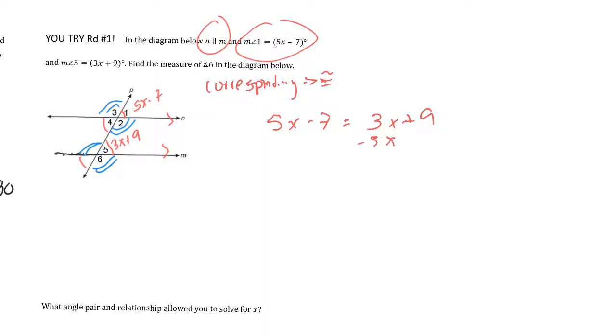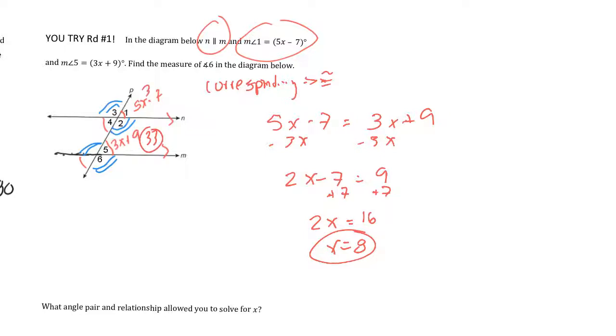I'm going to subtract 3x from both sides. So 2x minus 7 equals 9. Add 7 to both sides. 2x equals 16. Okay, x equals 8 then. Divide by 2. And now I can substitute and find all my missing angles. 3 times x, which is 3 times 8, is 24. 24 plus 9 is 33. So angle 1 and angle 5 are 33. Also angle 4 is 33.